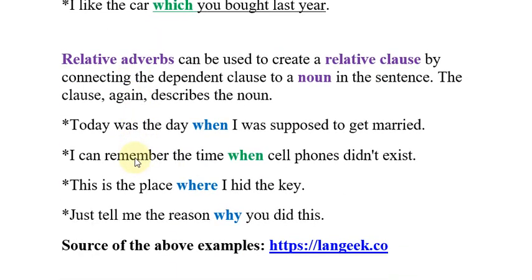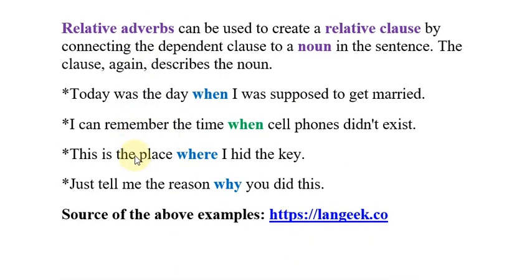Good so far. Now, here I need to tell you that we also have relative adverbs, like when, which shows the time, where, which shows the place, and why, which shows the reason. But these relative adverbs can be used to create a relative clause by connecting the dependent clause to a noun in the sentence. Again, they come back and talk about the noun before them. So the clause again describes a noun.